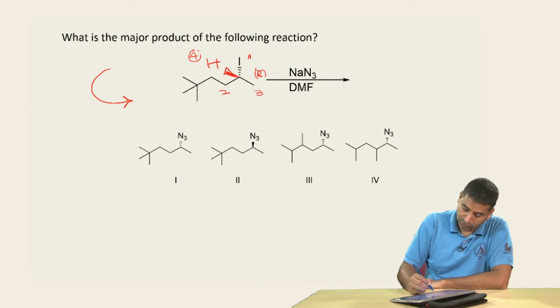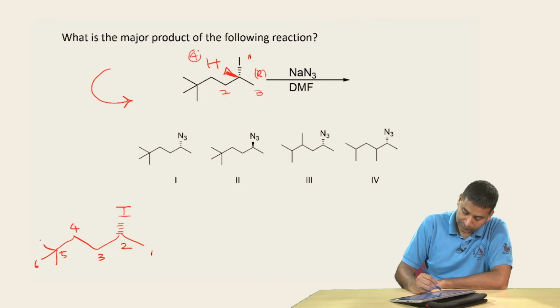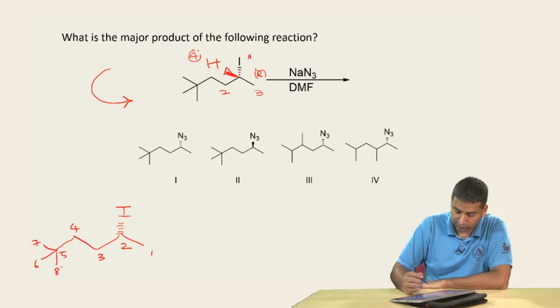So, to draw the molecule again, let me draw it the following way. This is the iodide, CH3, and then you have the rest of the molecule. Now, let me number the carbons 1, 2, 3, 4, 5, 6, 7 and 8. So, these are the carbons here. The center that we are interested in is this one over here, which is carbon 2.